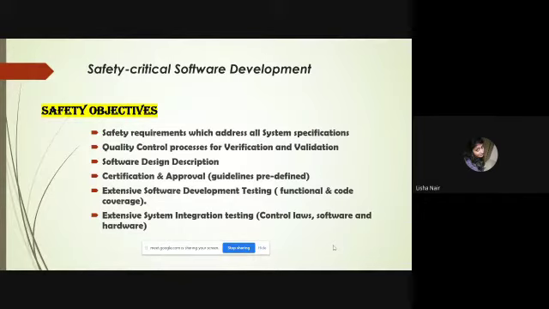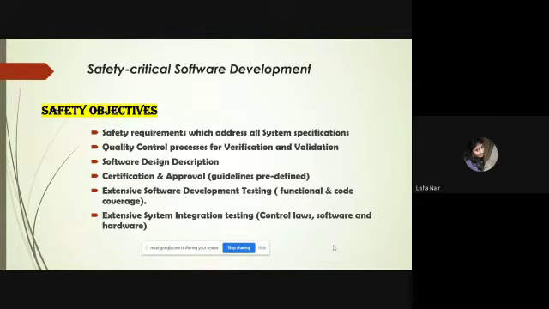But testing it and finding out whether the software is really meeting the system specifications and meeting the standards is done by extensive testing. So this is a very essential phase in safety critical software development, or the safety critical environment.